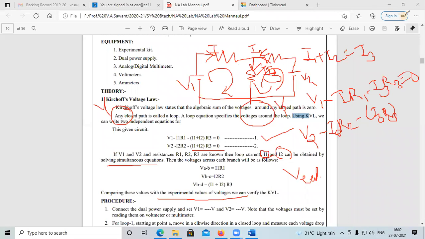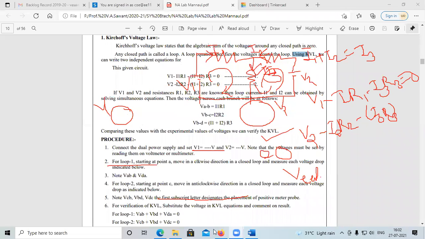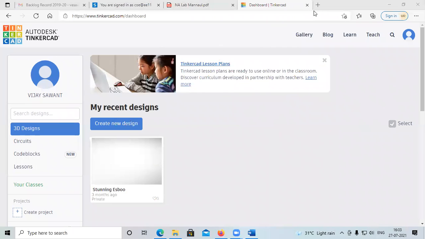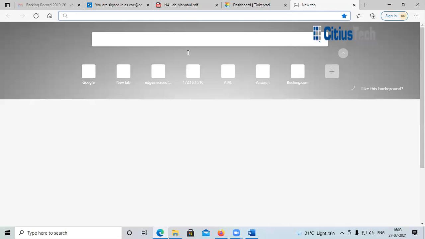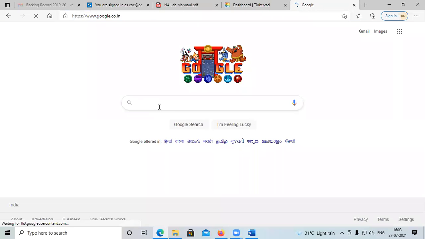Now we will use the software Tinkercad. Can everyone see the screen? This is free software. You can register. Just go to Google and type Tinkercad.